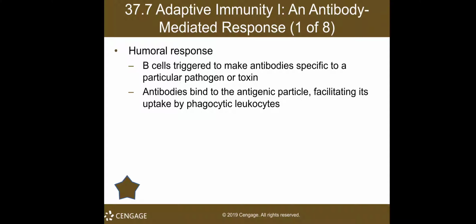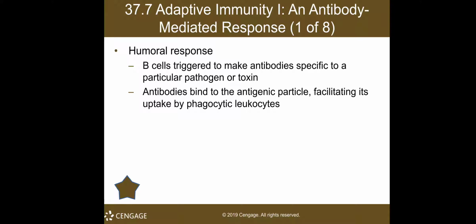Sometimes we call it the humoral response because it produces humors, because it's the antibody. When we talk about humors, it's more of an archaic term used around the Middle Ages, the Renaissance and pre-Renaissance period, to describe some fluids, humors of the body. Anyway, when we talk about the humoral response, this is the modern definition: B cells triggered to make antibodies specific to a particular pathogen or toxin.